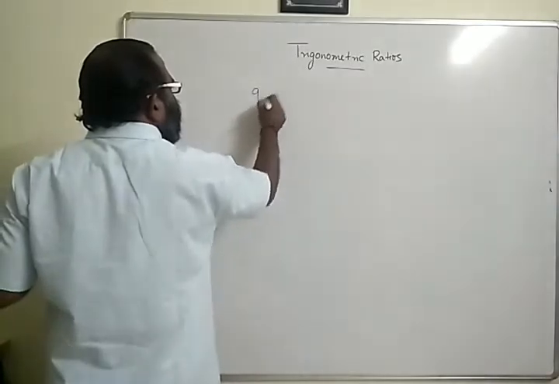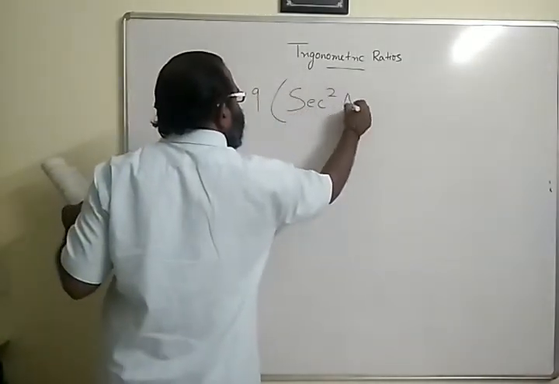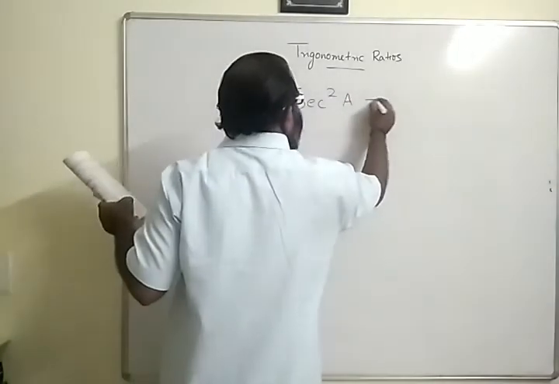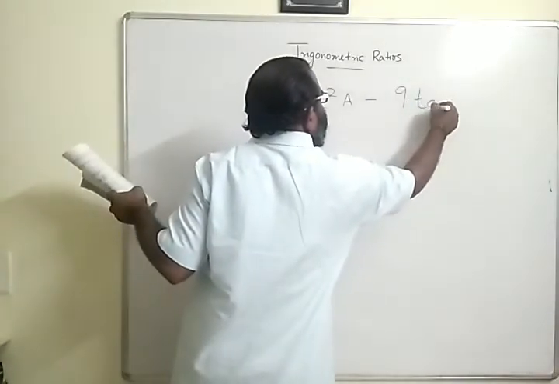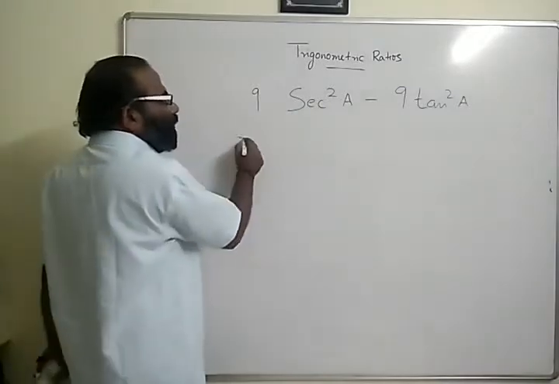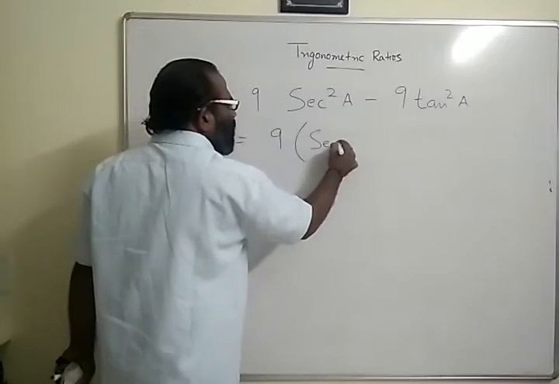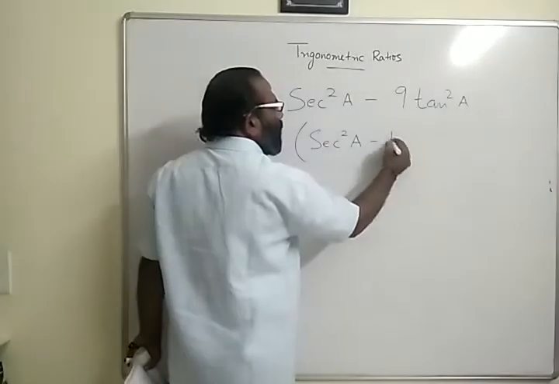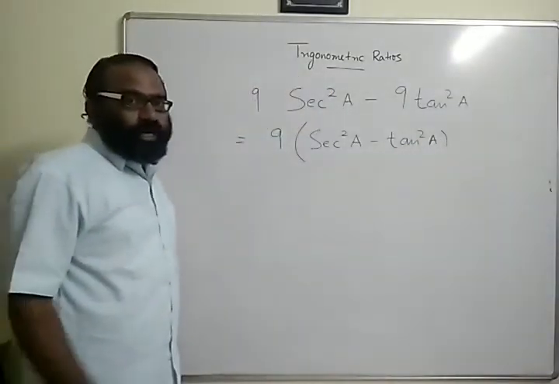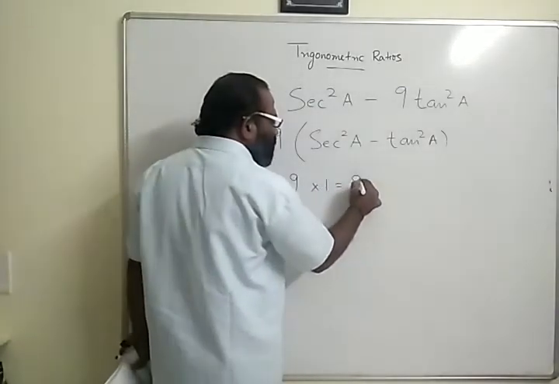Now we go on to the next question. The question is 9 secant squared A minus 9 tan squared A. Immediately we see that 9 is common over here. Take out the 9, and you get secant squared A minus tan squared A. Secant squared A minus tan squared A is 1. So I get 9 into 1, which is equal to 9.